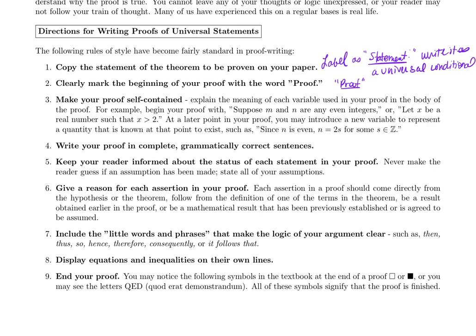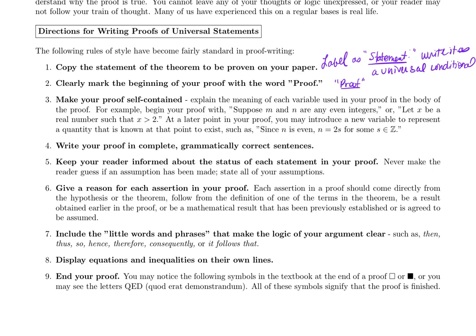It should follow from a definition of one of the terms in the theorem, or be a result obtained earlier within the same proof, or be a mathematical result that has been previously established or is agreed to be assumed, such as the definition of even, such as the definition of odd, right? And some of the mathematical operations we spoke about earlier, equality and those sorts of things.